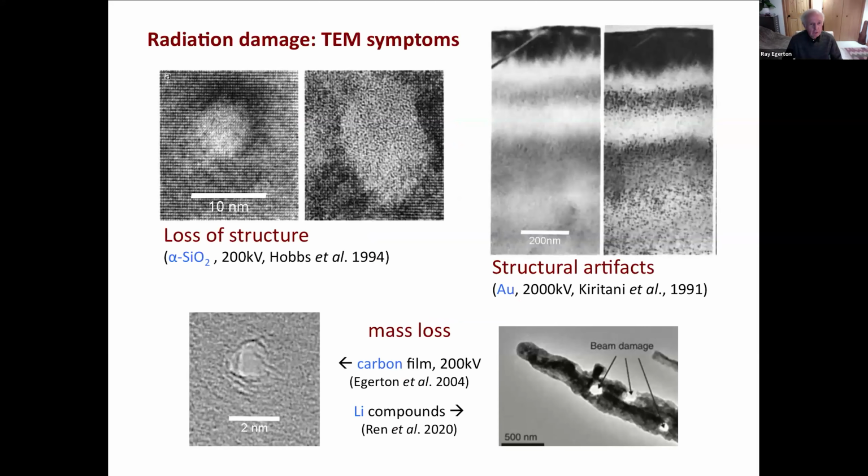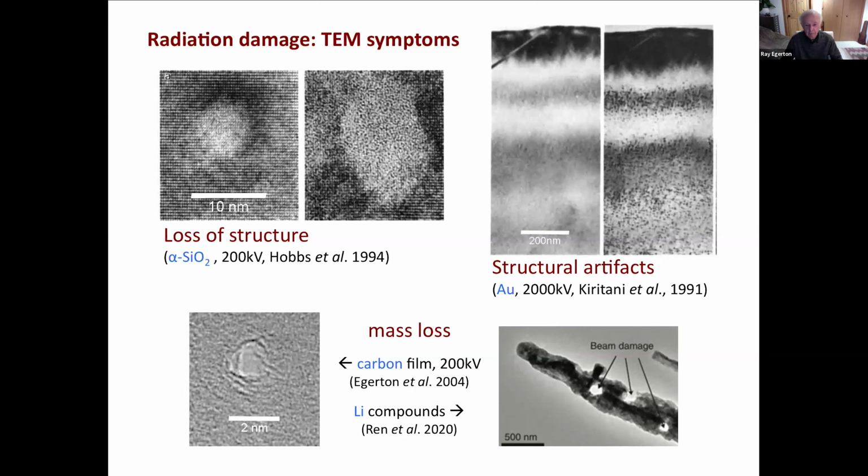This is what a materials scientist might see as evidence of radiation damage in samples. At the top left is a sample of quartz, and the beam is being focused in the center and gradually destroying the crystalline structure. On the top right, we have a sample of gold crystal in a high voltage electron microscope. This time we're creating structure, because vacancies created by the electron beam are aggregating into false structure that wasn't there originally.